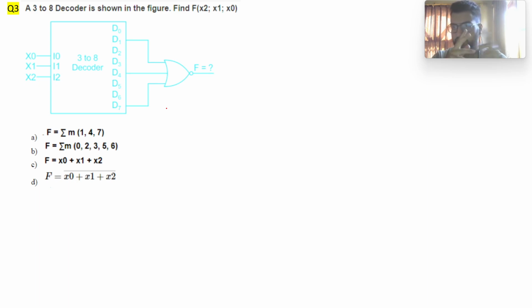So we have a 3:8 decoder shown in the figure. So we need to find out f of x2, x1, x0. So this is your figure. You need to find out the output. So you have 5 minutes. Please solve this question. And whenever you are ready with your answer, you can type it with your correct option that you have solved. And then I will show the solution.